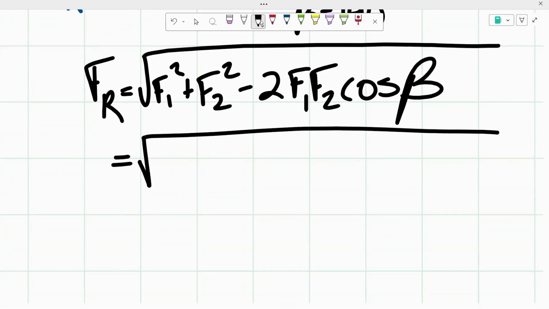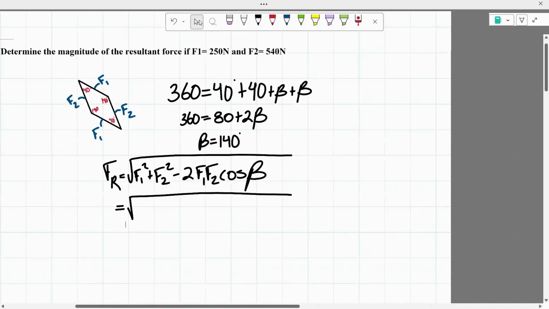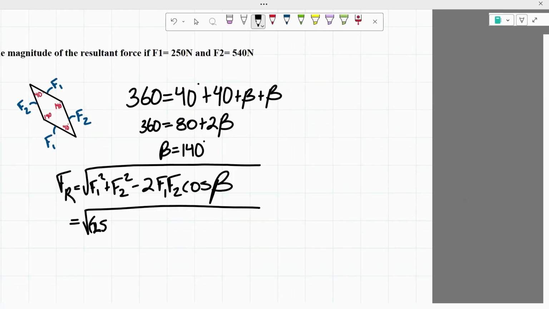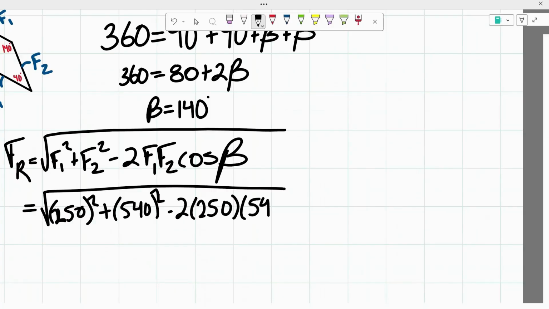So all that we have to do now is simply plug our numbers into our equation. F1 was 250 newtons and F2 was 540. So 250 squared plus 540 squared minus 2 times 250 times 540 times cosine, and beta was 140.